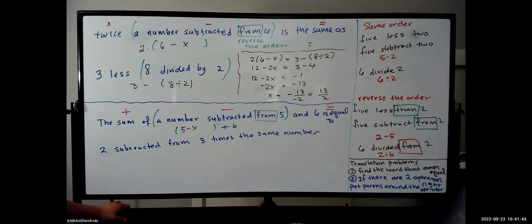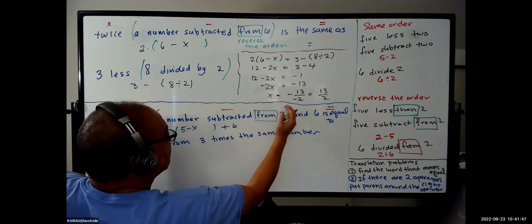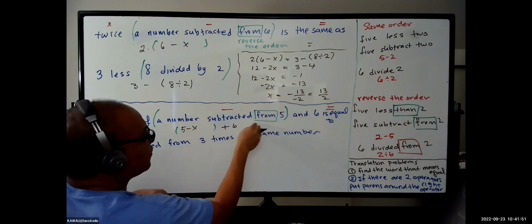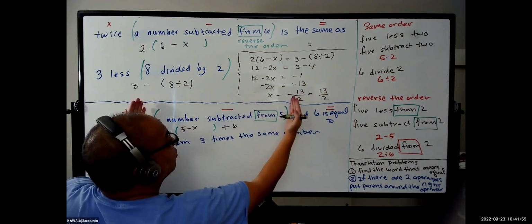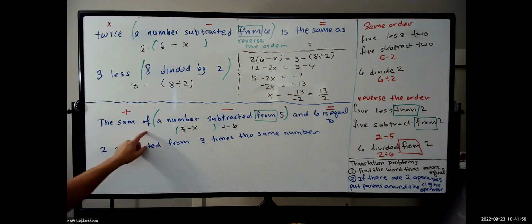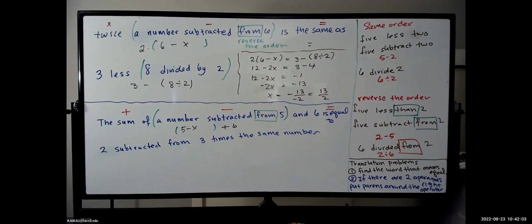Okay. So what you're trying to do is find the innermost operator, right? A number subtracted from 5. I stop. I put parens around there, and I ignore the rest of the world. And then I'm saying the sum of this and that. Okay, so not easy.